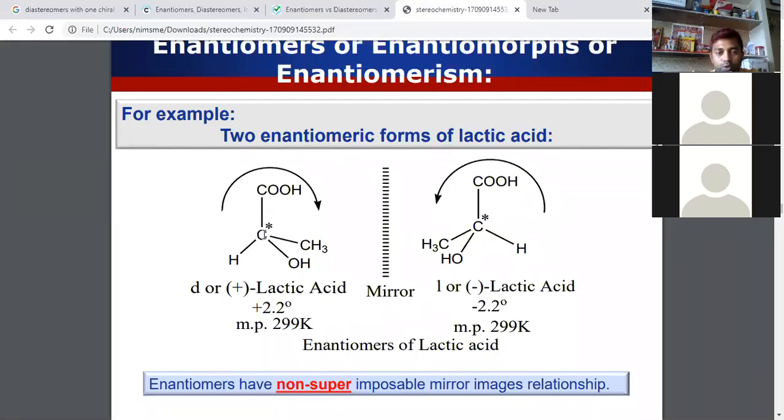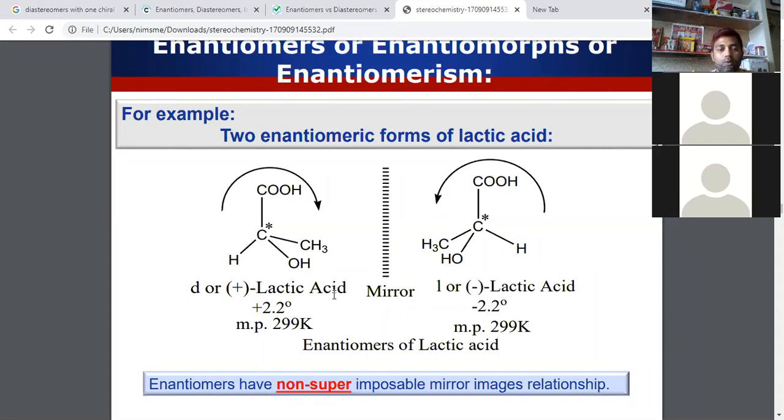But if we want to superimpose this molecule on its mirror image, it is non-superimposable. If we place this molecule over this, as it is, we don't have to rotate it. Suppose we take it out from the paper and place it as it is. It is non-superimposable. Okay. So in that case, the molecules are known as enantiomers. So these are the enantiomers of lactic acid.